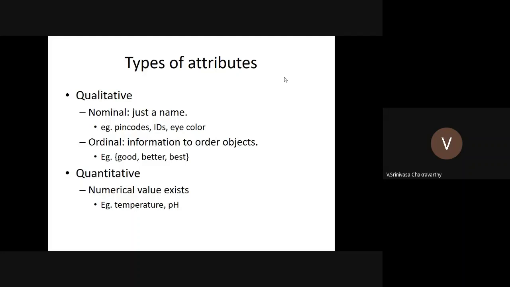Ordinal is something slightly more than that. I can put them in an order. Good, for example, is less than better, less than best, right? Or white, gray, and black. There is an ordering. Although you cannot put a number on it, it is still qualitative, but within that there is an ordering. Whereas among pin codes, you cannot have any order. Or ID numbers, you cannot.